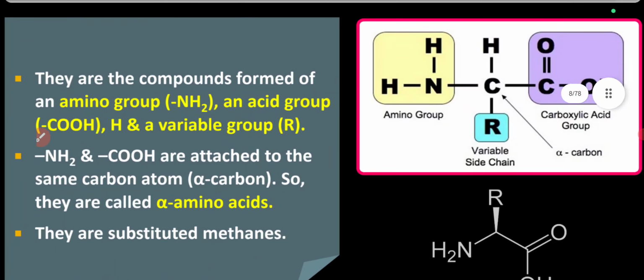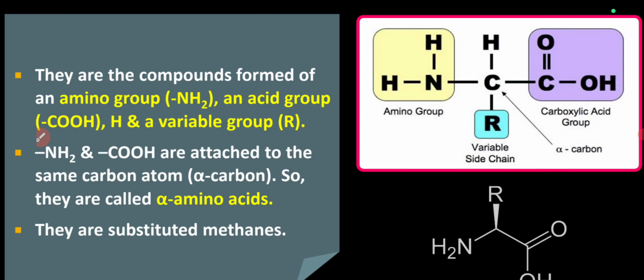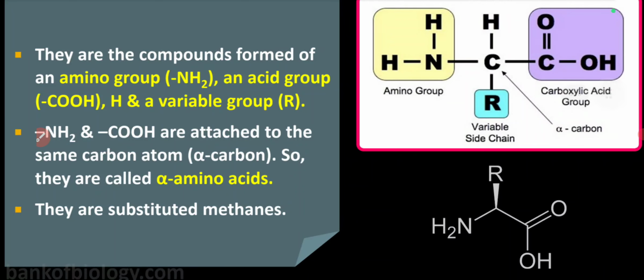First of all, amino acids. They are compounds formed of an amino group, an acid group, H and a variable group R. Here you can see amino group and acid group are attached to the same carbon atom, that is called alpha carbon. So they are called alpha amino acids. As you can see in this diagram, they are substituted methanes.